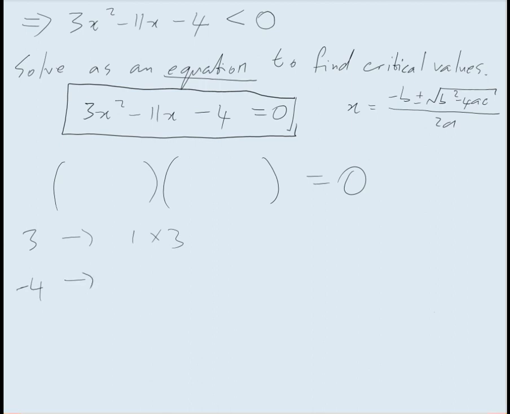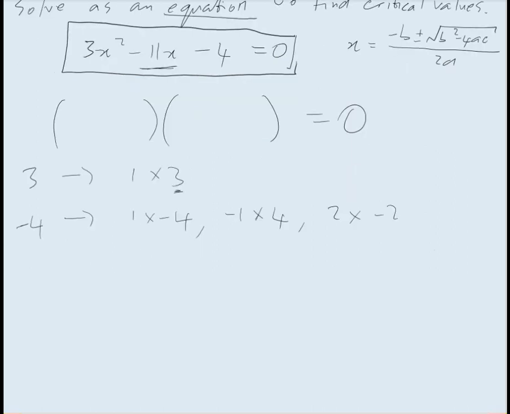Negative 4 has factors of 1 times negative 4, negative 1 times 4, and 2 times negative 2. So let's write the factors of 3. We got 3 and 1. Then we're going to do some form of cross multiplication here. Let's try the different combinations. We're going to try 1 and negative 4, and then over here we're going to try negative 1 and 4.